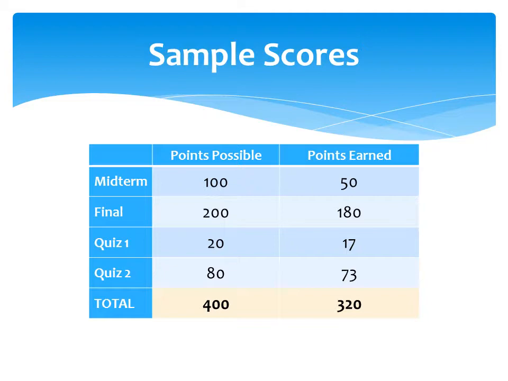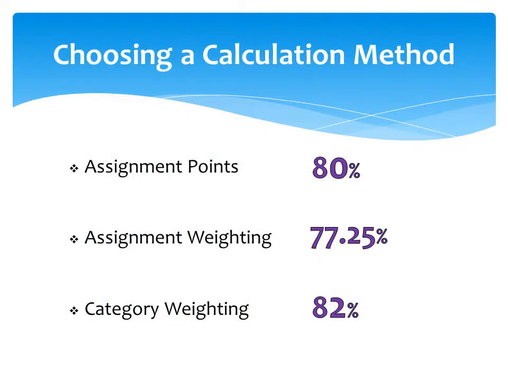Now, depending on the grade calculation method you choose, these would be his grades. As you can see, there's quite a bit of difference. Category weighting gives him the highest score with an 82%, which counts as a B in traditional grading categories. Assignment weighting gave him the lowest at 77.25%, which would give him a C. And assignment points is right in the middle with 80%, barely a B.